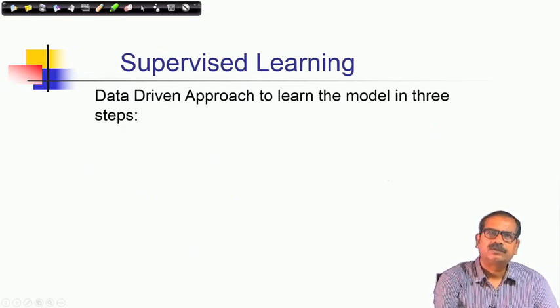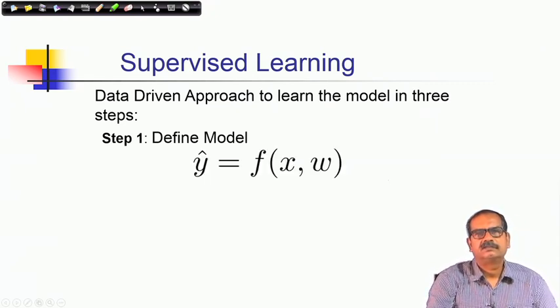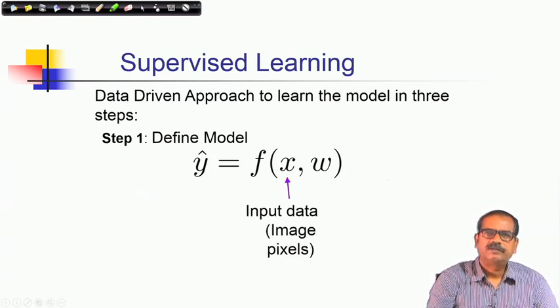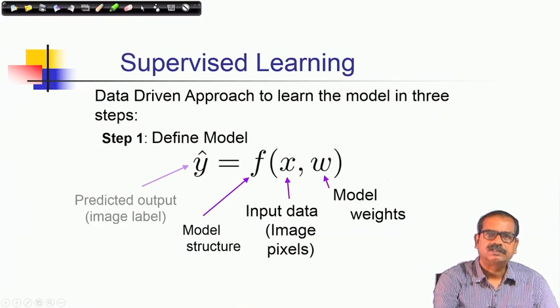So, it is a data driven approach to learn the model in 3 steps. First, you have to define the model, like we have defined the prediction of class y given the input and the model w. The artificial neural network we discussed is one example of a model, and as I mentioned, deep neural architecture is nothing but the same artificial neural network model, only you have more hidden layers. So, you have input data as image pixels here, and you have the model weights, and this is the model structure, and this is the predicted output or image label.